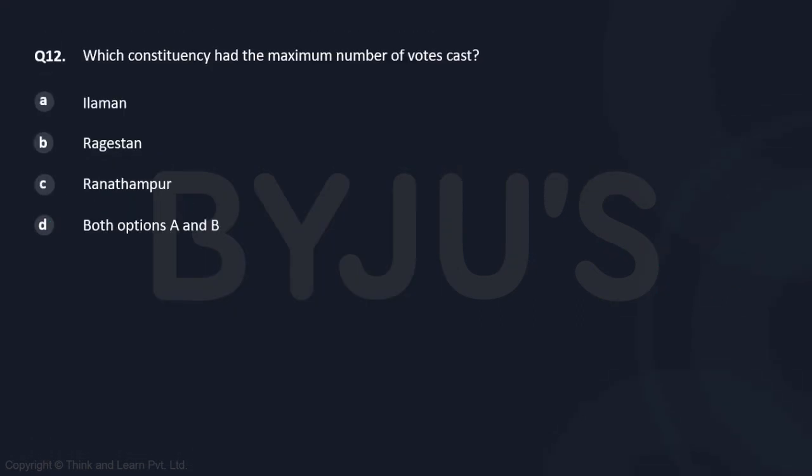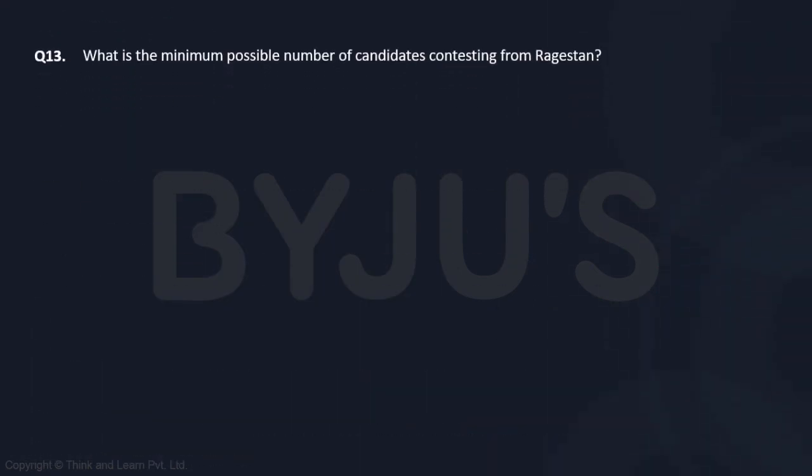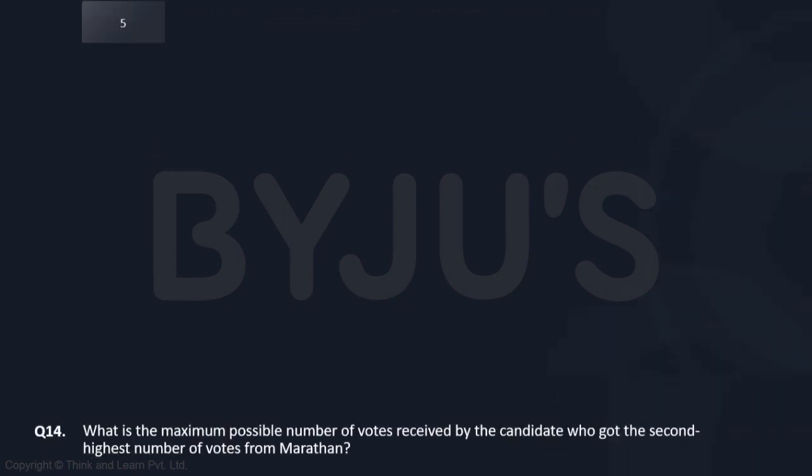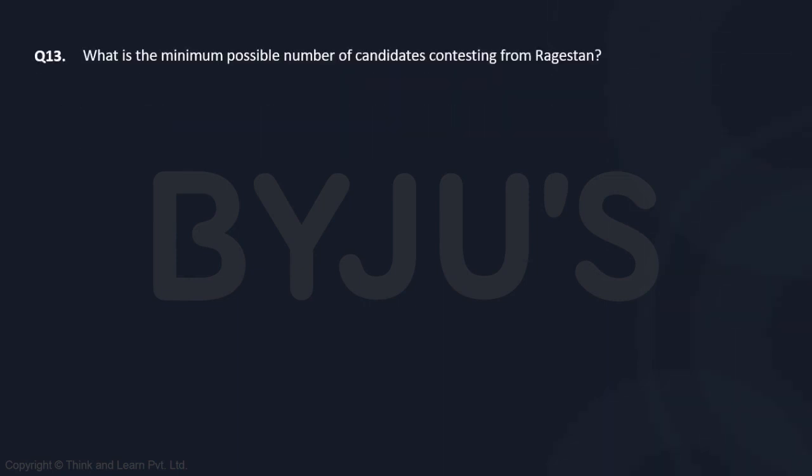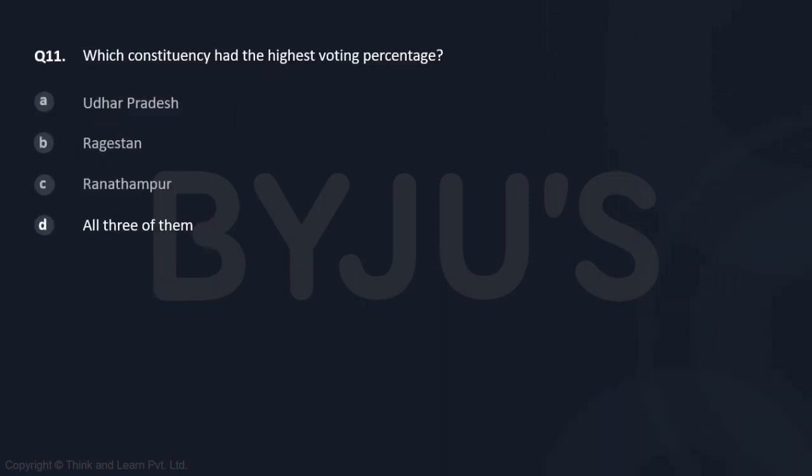So the question says, what is the minimum possible number of candidates contesting from Rajasthan? It is 5, because nobody can cross or even touch 1 lakh, as there is a clear winner at 1 lakh. What is the maximum possible number of votes received by the candidate who got the second highest number of votes from Marathan? So look at Marathan, subtract 10,000 from there. That should be the highest possibility.